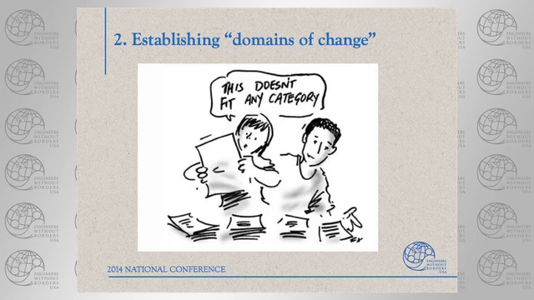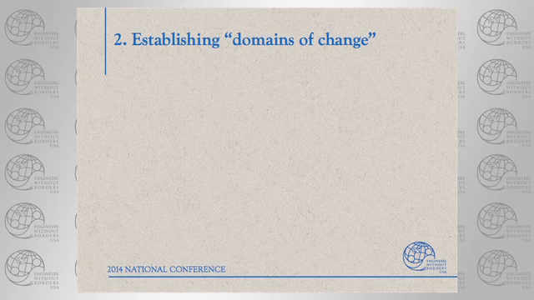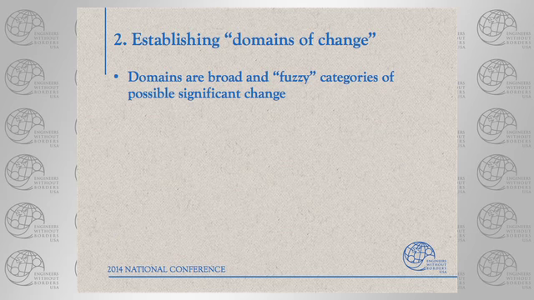Establishing domains of change. Basically, think of this again like the newspaper. You're dividing up the stories into different categories. You don't necessarily have to do this. If there's not that many stories, it might just be all in one category. Okay, so generally domains are broad and fuzzy, where you expect that you might see change. You can definitely change these categories as you go along.